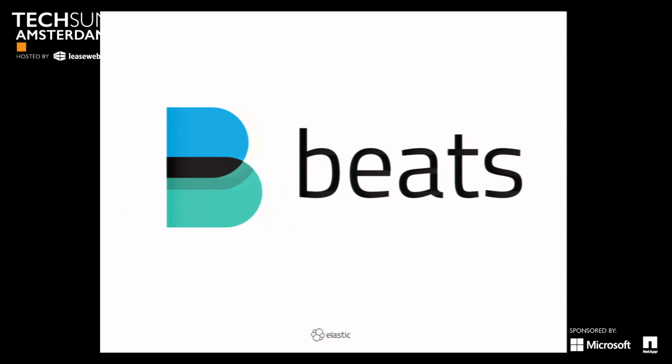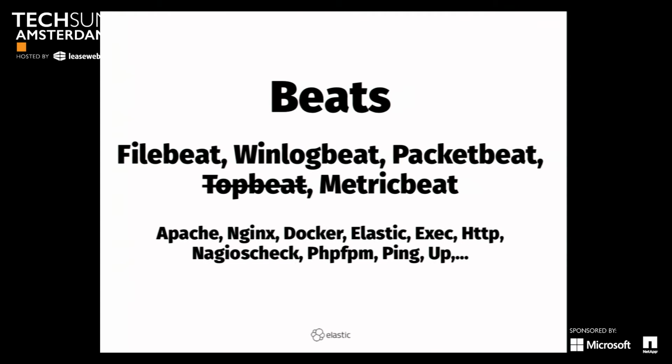Okay, so now down to Beats. Beats are lightweight agents and shippers, and there are multiple ones. So first off, there is Filebeat. Filebeat is just like the glorious tail -f. You have a log file, you want to monitor that log file, you point Filebeat at it, it will read the file and send over the content to either Logstash or Elasticsearch, and then you can do the enrichment and parsing there.